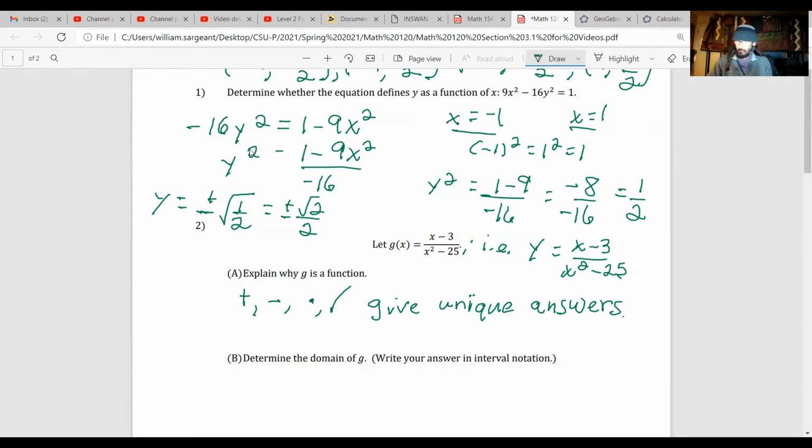Combinations of all of this. We've got x squared. Well, that's x times x. So multiplying, subtracting 25, subtracting 3 from x, dividing what you get in the numerator by the denominator. Each one of those steps, if you follow the order of operations, you're getting a unique answer at each step.